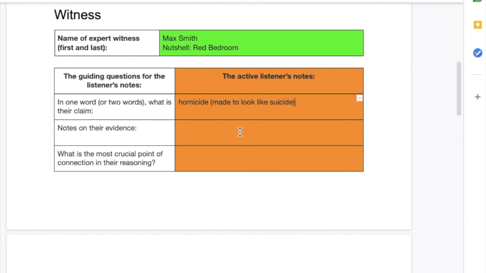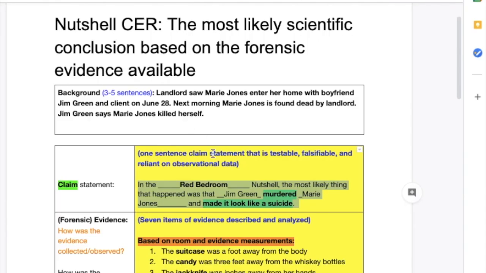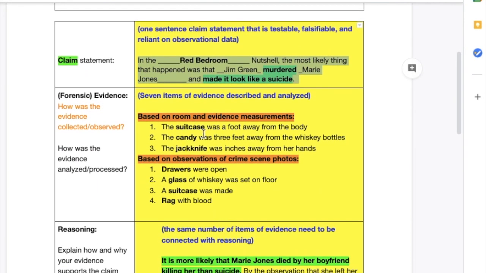All right, and then notes on their evidence. They're going to read this, they're going to show this and read it, and they're going to show us also the evidence as they go through their evidence. So based on room, maybe they say something like this: based on room and evidence measurements, which is how we collected the evidence, the suitcase was a foot away from the body. Candy was 3 feet away from the whiskey bottles. And a jackknife was inches away from Marie Jones's hand.